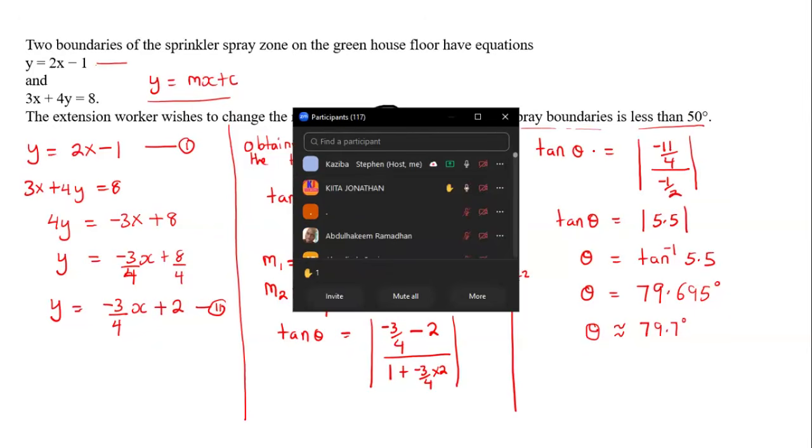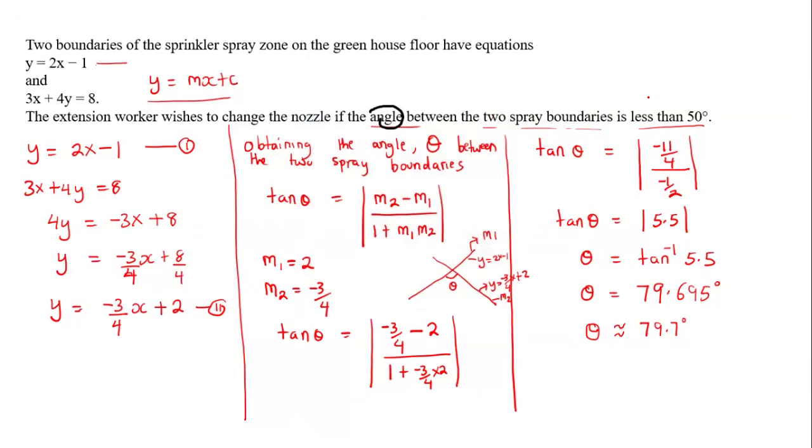My conclusion, I will conclude as saying that the extension worker should not change the nozzle since the angle is more than 50. Okay, very good. That is one way you can conclude.